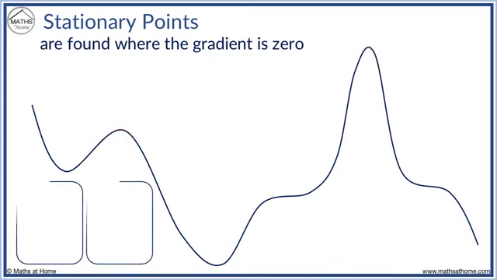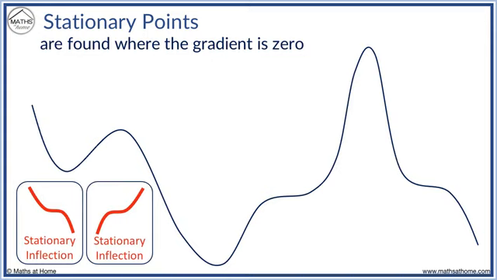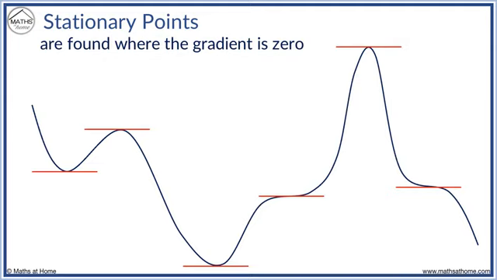The final type of stationary point is a stationary inflection. We have one stationary inflection point here and another here. Here are all the stationary points on the graph. To find a stationary point, we need to find the coordinates where the gradient is 0. That is where dy by dx equals 0.